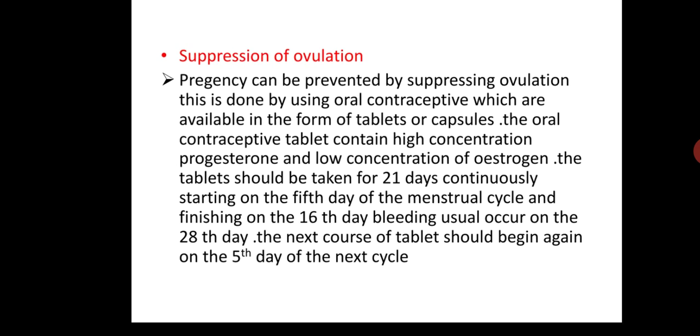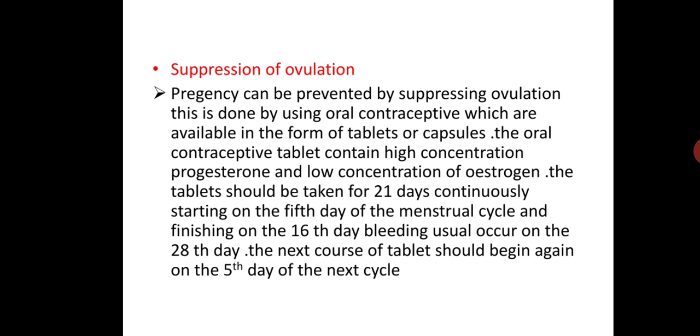Next is suppression of ovulation. Pregnancy can be prevented by suppressing ovulation. This is done by using oral contraceptives, which are available in the form of tablets or capsules. This is an oral contraceptive tablet which contains a high concentration of progesterone and a low concentration of estrogen hormones.